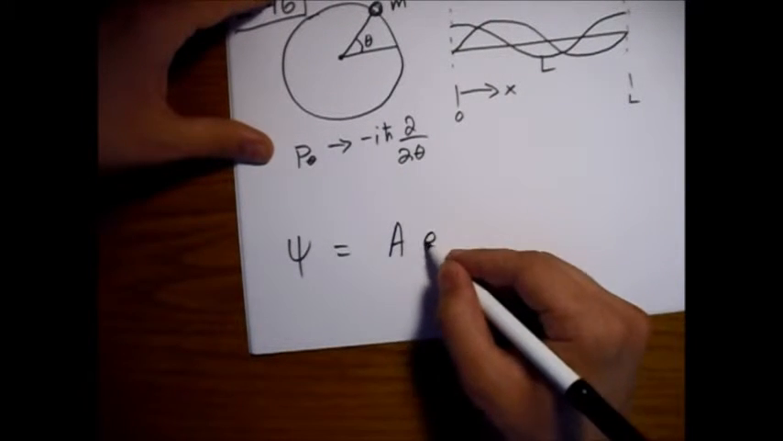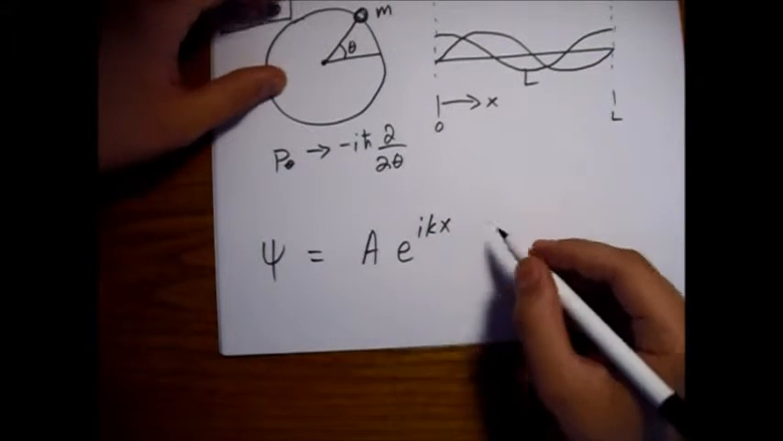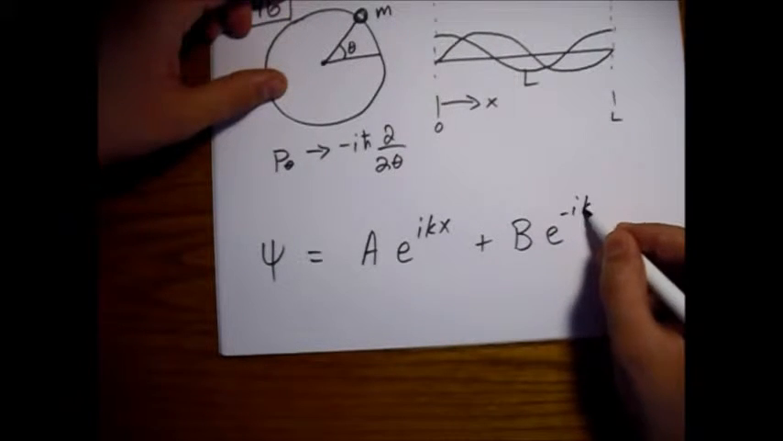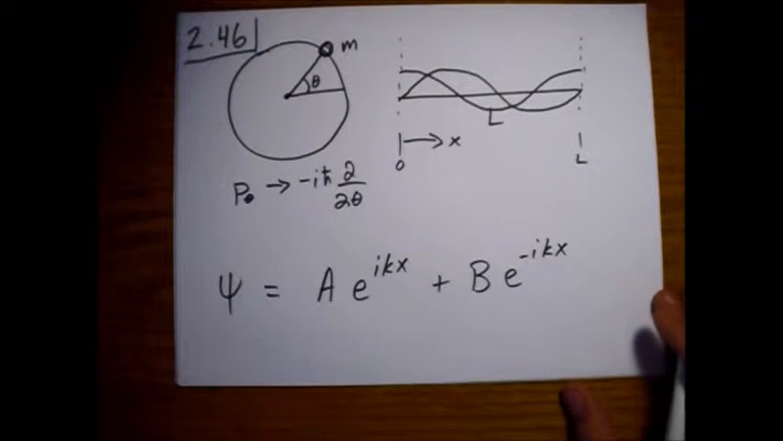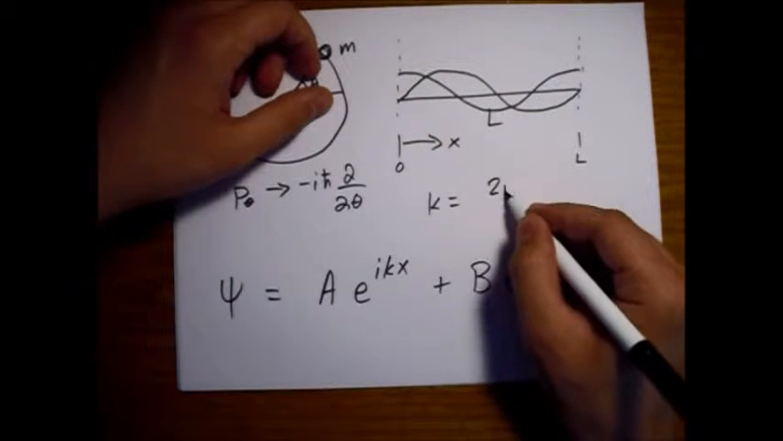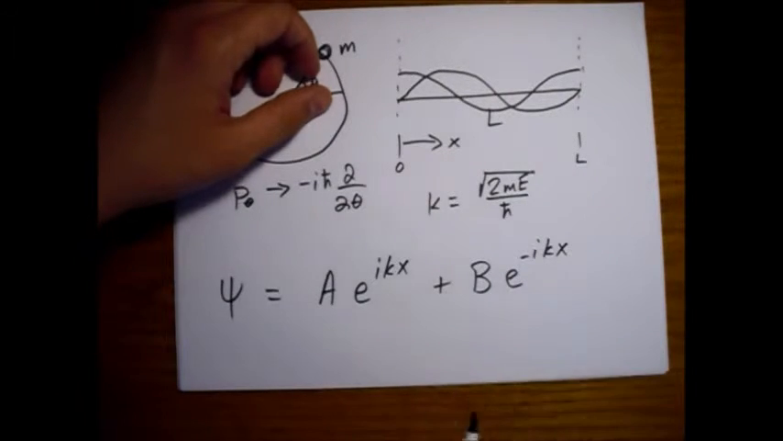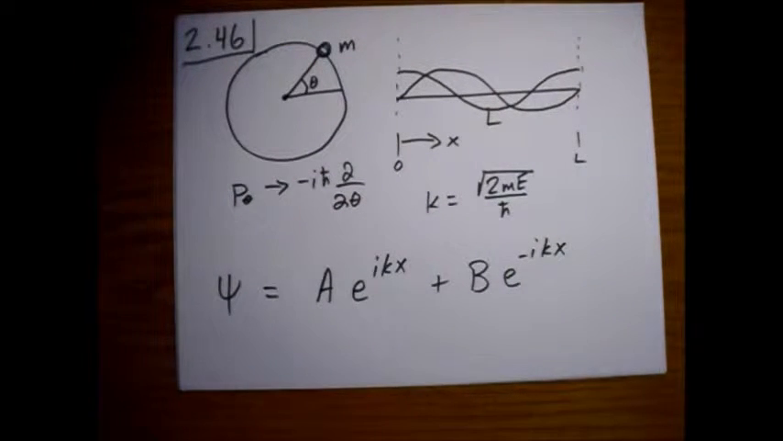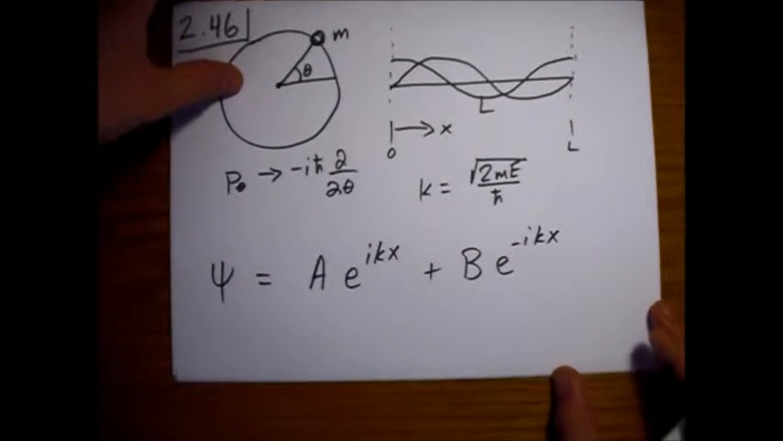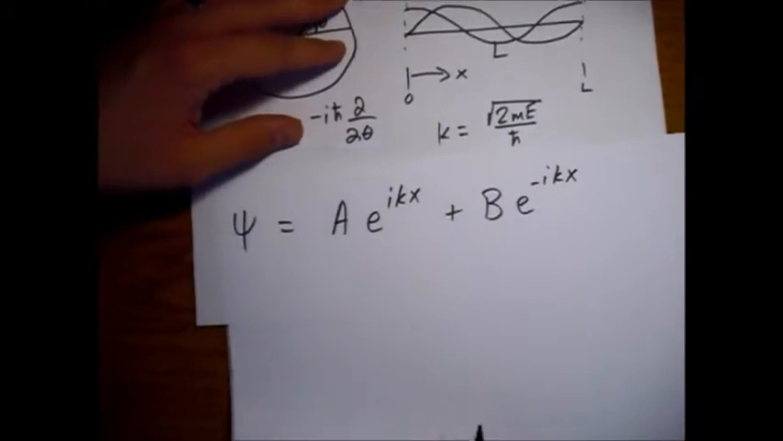So we just have e to the i kx and some other constant multiplied by e to the minus i kx. And k is the square root of 2mE over h bar. There's no V in here because the potential is 0. So here we go. Now we just have to meet a couple of boundary conditions.